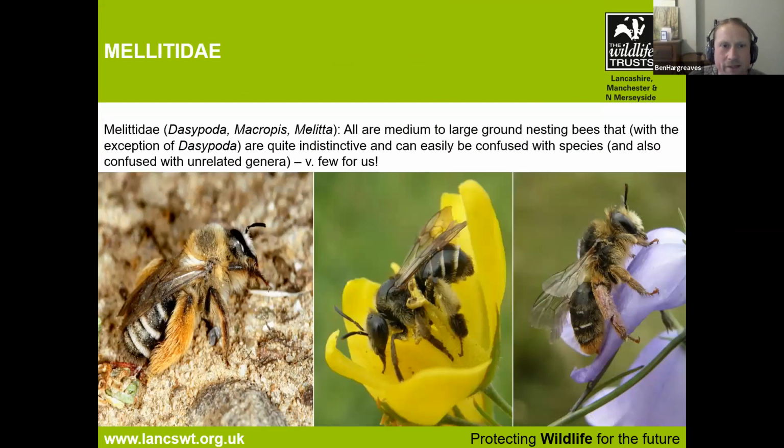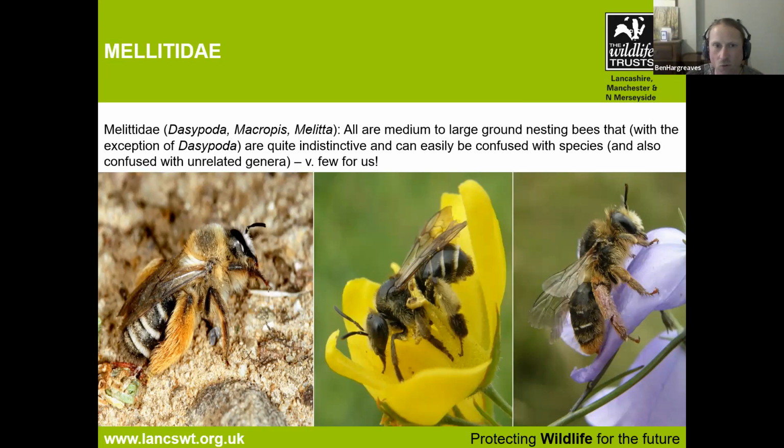Yeah, the Melittidae are really a small family. Not only not many species nationally, but even more restricted so in our region. So we don't get many.